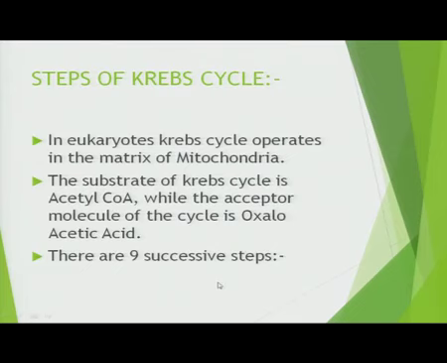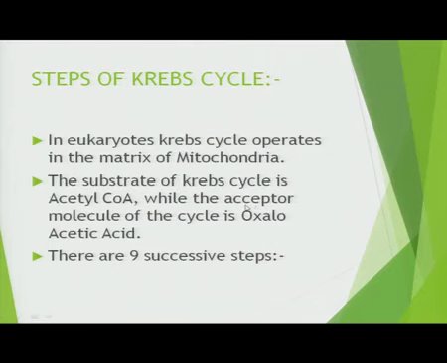Now, the steps of the Krebs cycle in eukaryotes: it operates in the matrix of the mitochondria. One important question is, what is the substrate of the Krebs cycle? That is acetyl coenzyme, because the end product of glycolysis, pyruvic acid, is not able to enter into the mitochondria. It is first of all converted into acetyl coenzyme, and then that will enter into the Krebs cycle.